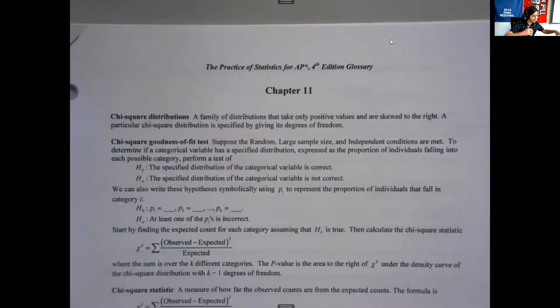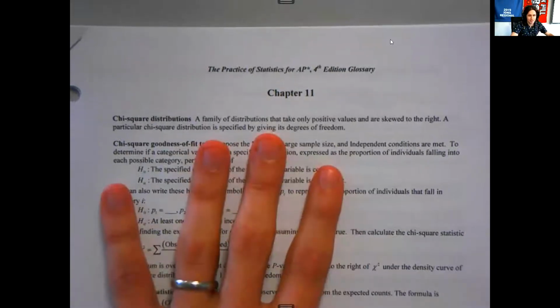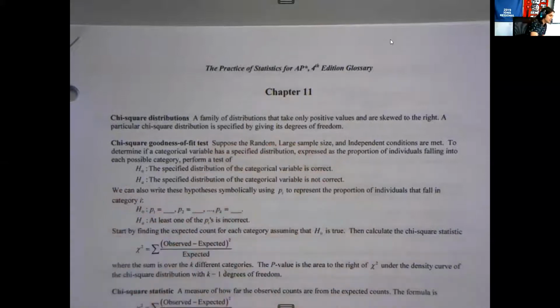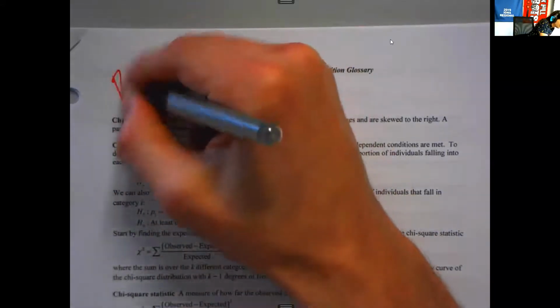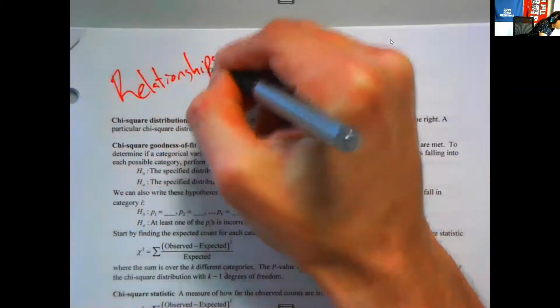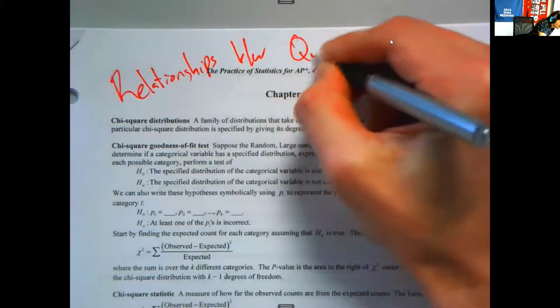Here's chapter 11. We are about to get into our last unit, dealing with relationships between two variables. We've already talked about this some, and I will talk with you soon in person about the idea here in chapter 11. We're looking to find the relationship between two qualitative variables. So, relationships between qualitative variables.